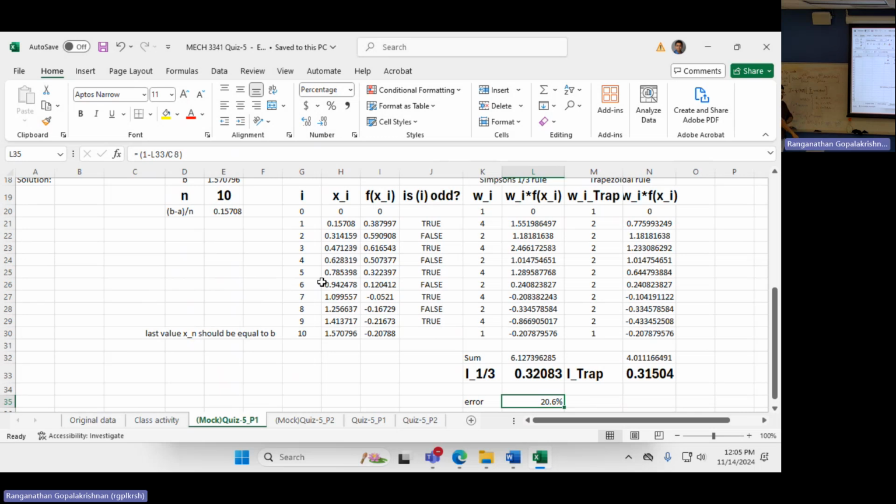You have a question? How did you get I trap? The formula for I trap is basically 1/2 times (b minus a) divided by n, and w of xi is 1 and 2. That's it. It's the same thing, just 1/2. If you look up the formula, it will have 1/2 instead of 1/3. You don't even have to change the xi. If you're doing the trapezoidal rule, you can use any value of n, no constraint. Only Simpson's rule has the constraint that n must be even. You can do 9 or 5, it's still okay for the trapezoidal rule.